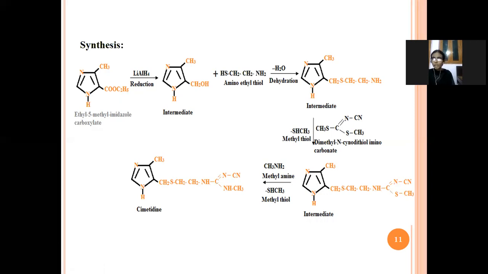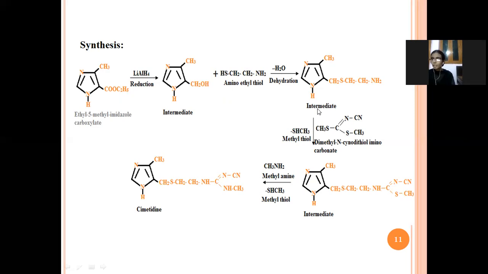So when the intermediate product A is reacted with amino ethyl thiol, it undergoes the dehydration process. Dehydration means removal of the water molecule. So what will happen here? From the amino ethyl thiol, one of the hydrogens, and from the intermediate A, OH is removed in the form of water, and the remaining amino ethyl thiol is attached here to get the intermediate product B.